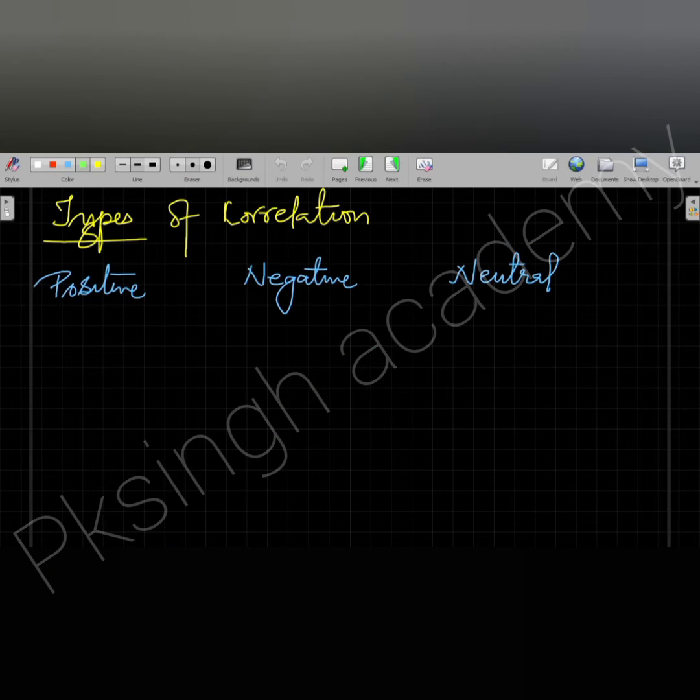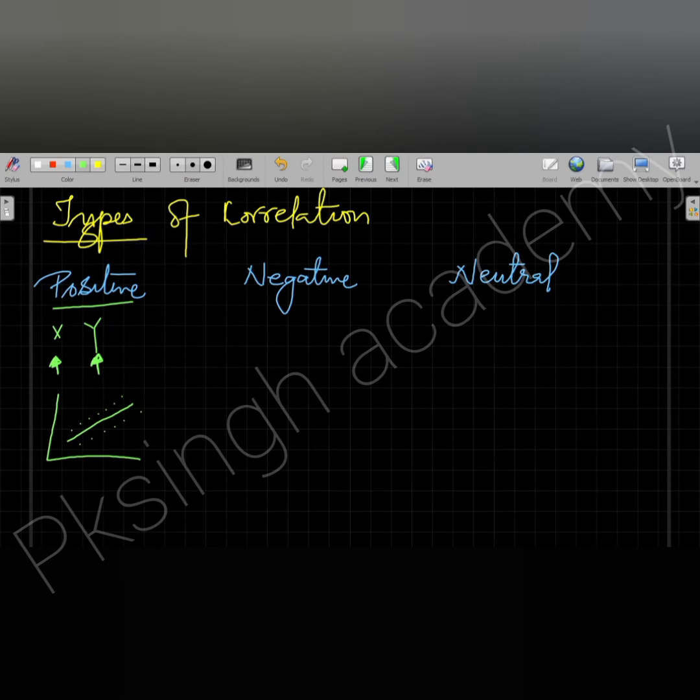Now we'll see the types of correlation. The first is positive correlation. In positive correlation, both the variables will either increase. If variable 1 is increasing, the other variable will also show an increase. So this is a positive relation, meaning they are moving in the same direction. If we draw a graph, we see that x is increasing and y is also increasing. So this is a positive correlation.